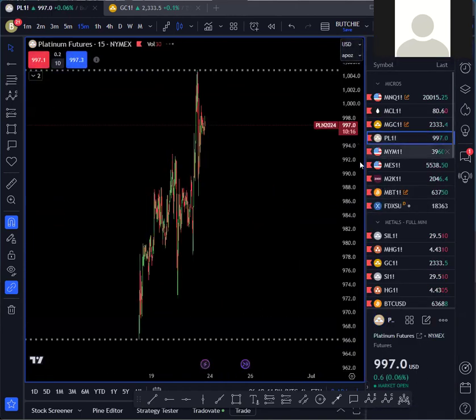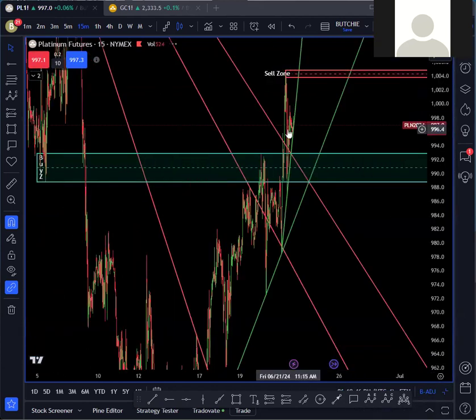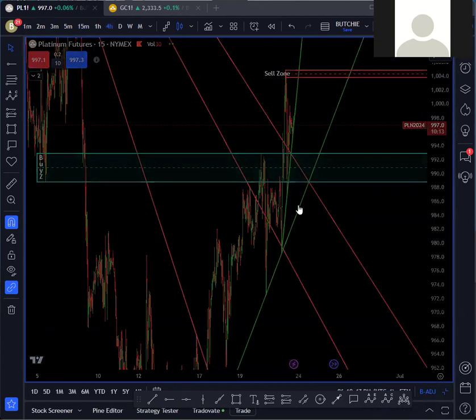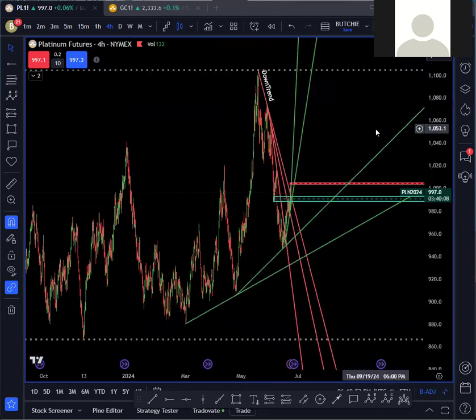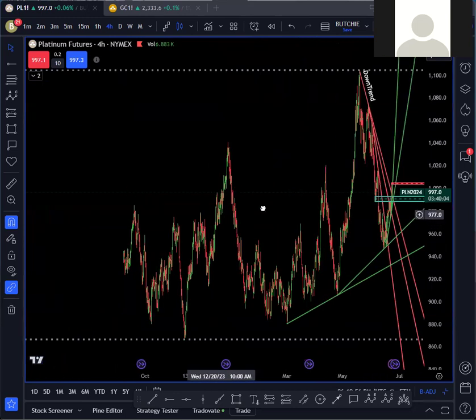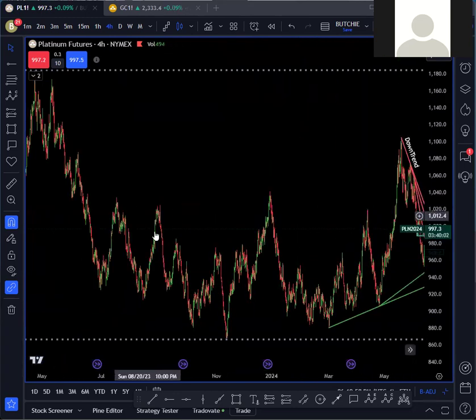So the last thing we've got to look over is platinum. Go back out to the 4 hour and let me fix this. All right, there we go. So platinum's got a few more lines on it. I haven't gone out and looked. I don't need to draw every line on there.